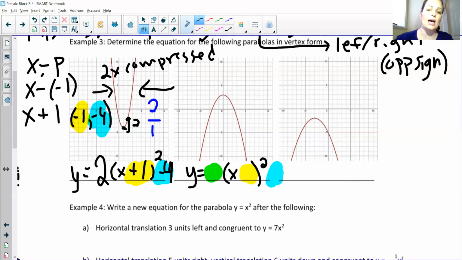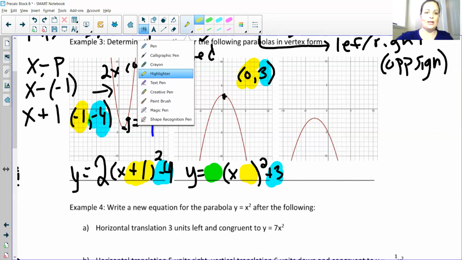So the vertex is right here, and it occurs when x is 0 and y is positive 3. Okay. So that means the Q value is always what the y part of the vertex is. So that means that this is going to be plus 3. The x value of the coordinate gives us what the p value is, the opposite sign of it, and it's 0. So it's going to be x plus 0.